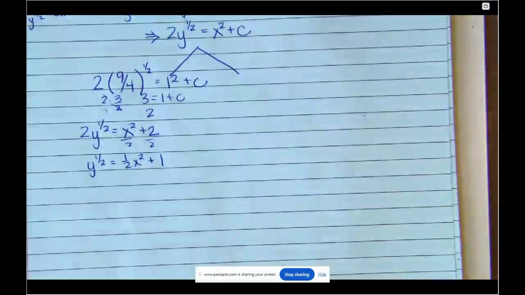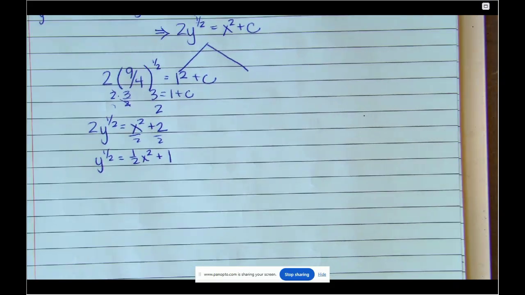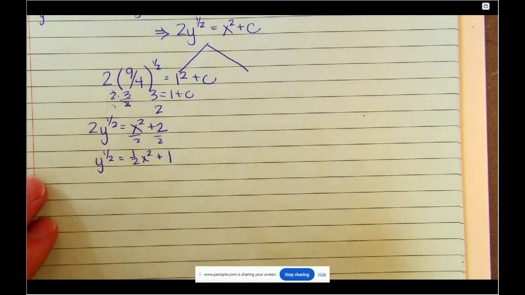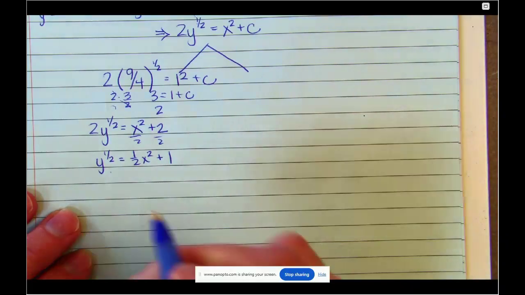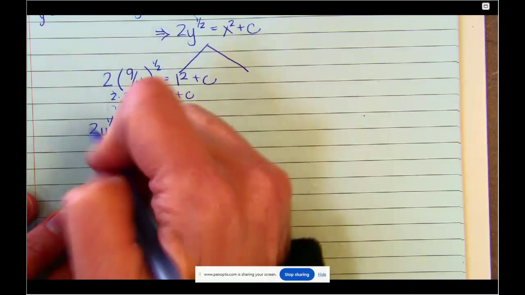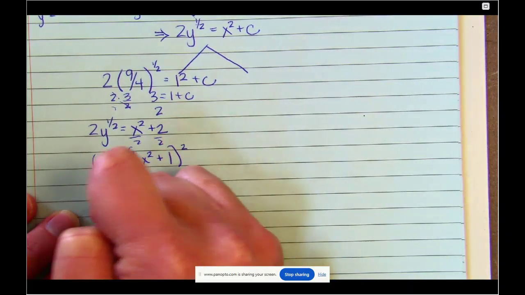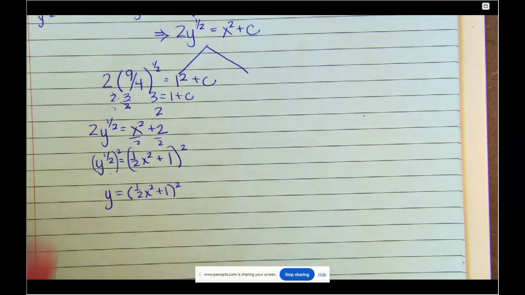It's no longer a C, right? Because it's a definite constant that does its own math. You can't wait until the end. I did not say that, did I? She said, you can't wait till the end if you're not seeing. Okay. What's your last step? How do you get rid of a 1/2 power? No, that is a square root. There you go. So square both sides. So final answer is y equals 1/2 x squared plus 1 squared.